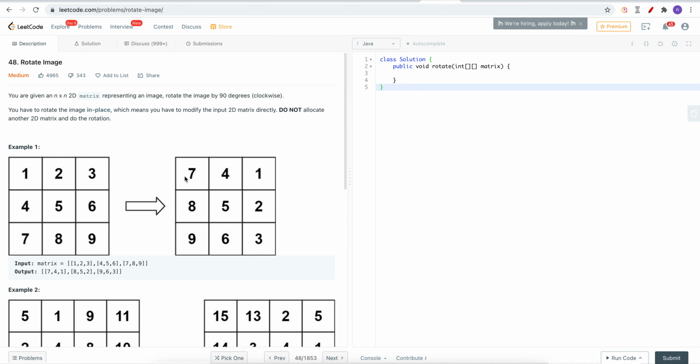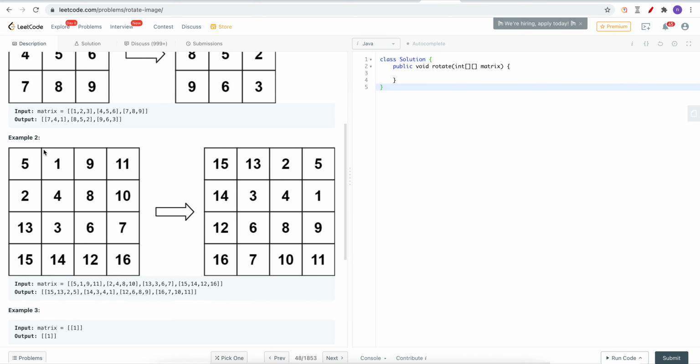Similarly it will look like 7 1 3 9. Similarly, 2 goes to this position, which is here, 6 goes to 8's position, which is here, 8 goes to 4's position, which is here, and 4 goes to 2's position, which is here. So that will be the expected output for example 1. Similarly for example 2, 5 will go to this location, 11 goes to 16's position, 16 goes to 15's position, and 15 goes to 5's position, and similarly for the other nodes also.